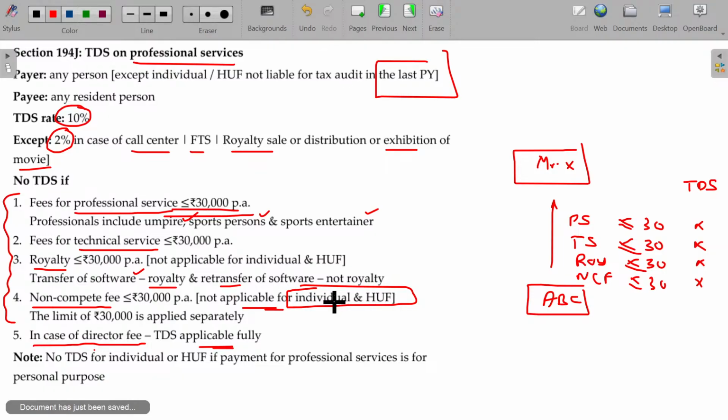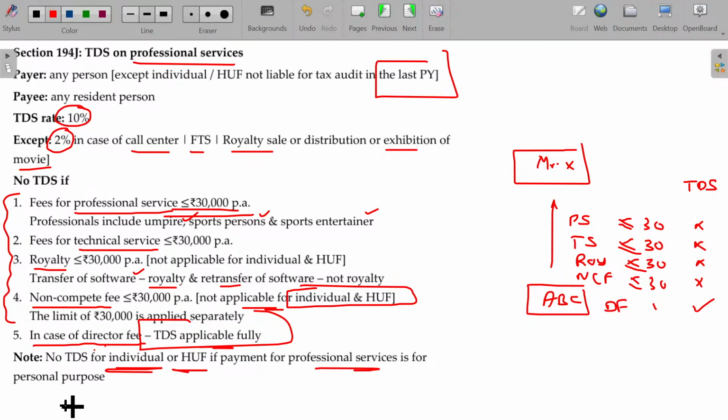If he gets another 30,000 for technical services, he can enjoy the benefit of no TDS. If he gets the director's fee, even 1 rupee TDS is applicable. The 30,000 limit is not applicable for the director's fee. TDS is applicable fully. No TDS for individual and HUF if the payment for professional services is for personal purpose. If it is for personal purpose, not taxable. Because of this reason, if he escapes, then automatically 194M will come. Is that okay?